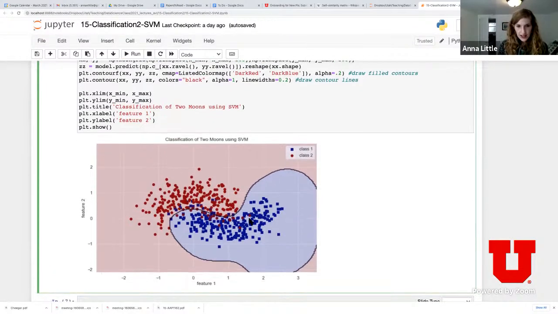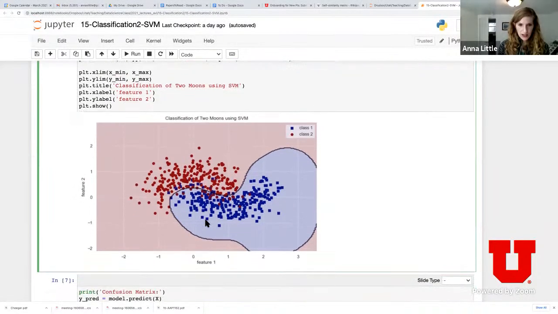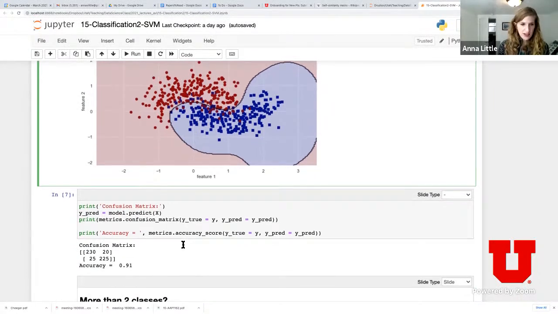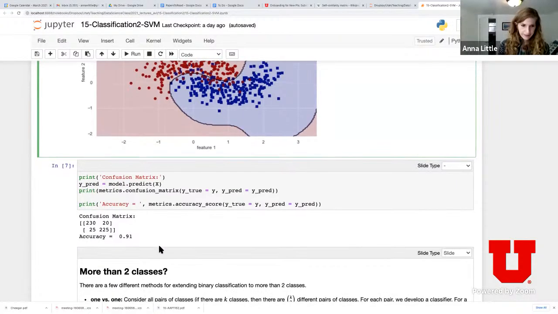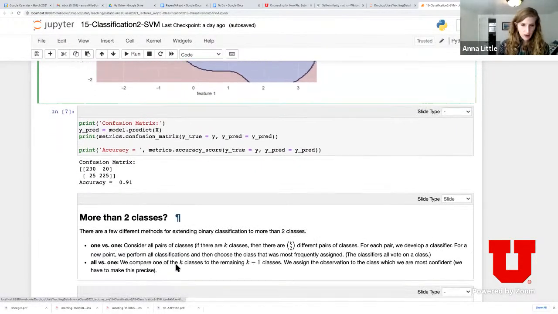Okay, and so you can see this is actually really nice. Now the boundary has that nice curve and can follow that moon shape through the data. Okay, so let's see how the accuracy does. Once again, if we create the confusion matrix and the accuracy, we see a pretty substantial improvement to 91%.